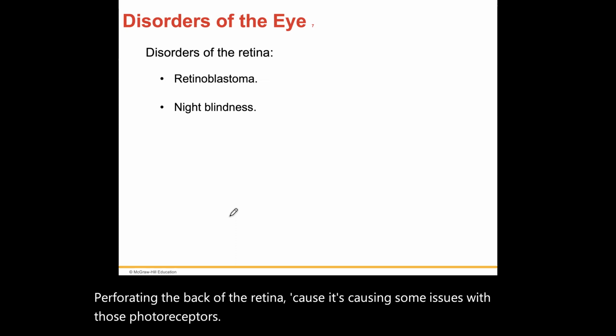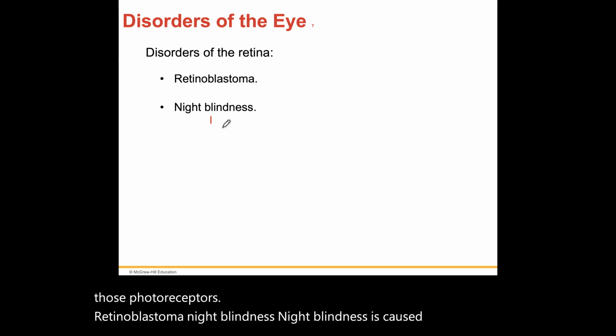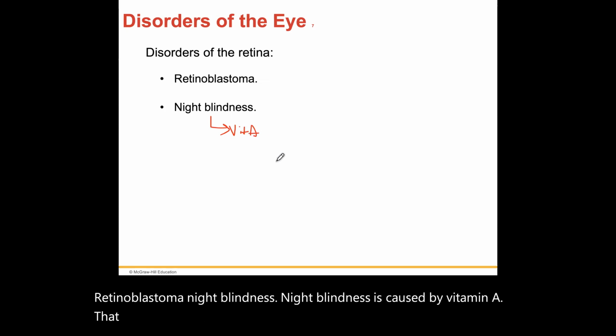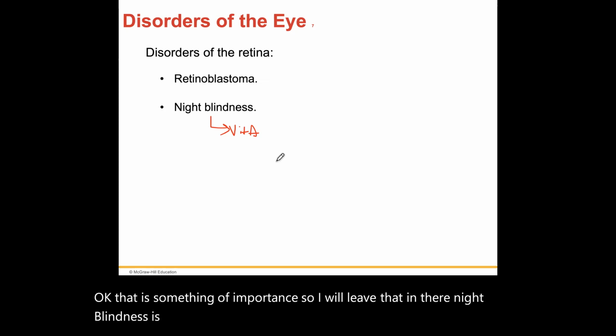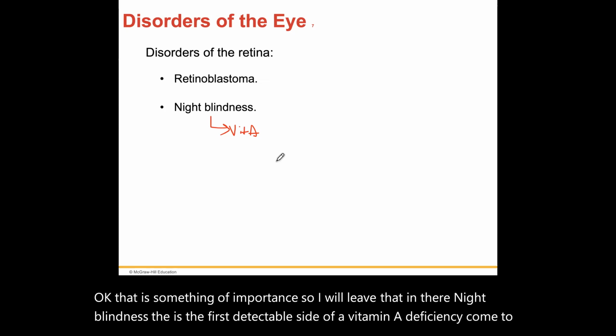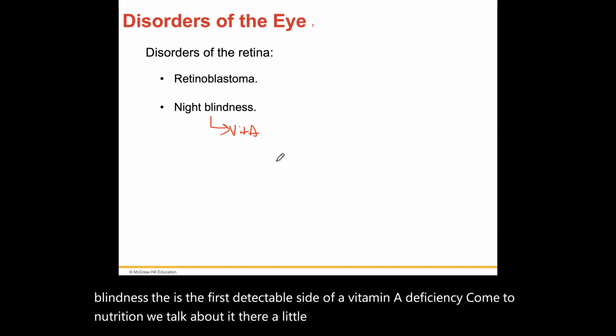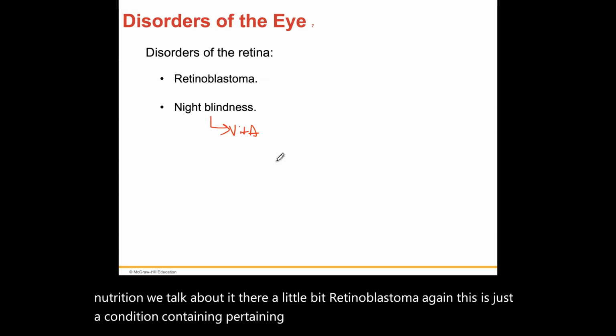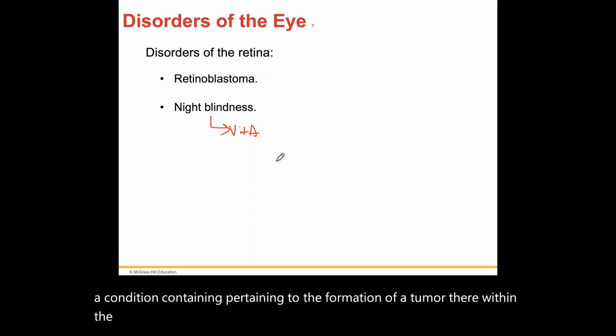Retinoblastoma, night blindness. Night blindness is caused by vitamin A. That is something of importance, so I will leave that in there. Night blindness is a first detectable sign of a vitamin A deficiency. Coming to nutrition, we talk about it there a little bit. Retinoblastoma, again, is a condition pertaining to the formation of a tumor within the eyeball, within the retina.